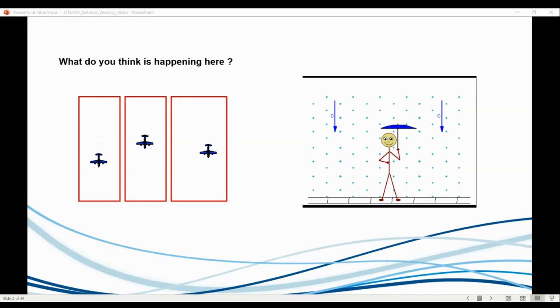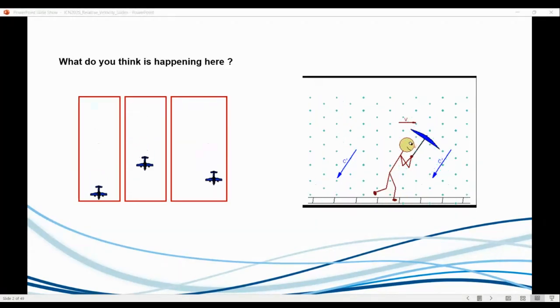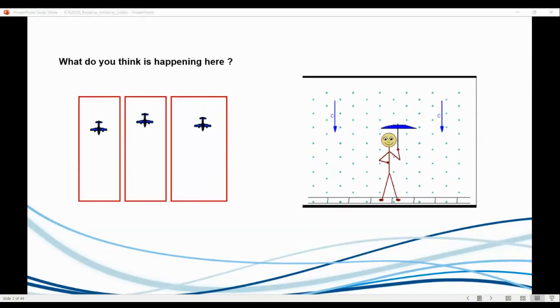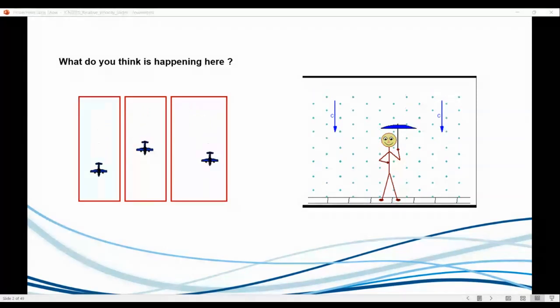No, those are the exact observations I want to look at. So the title of today is called relative velocity, right? It means one velocity relative to another.